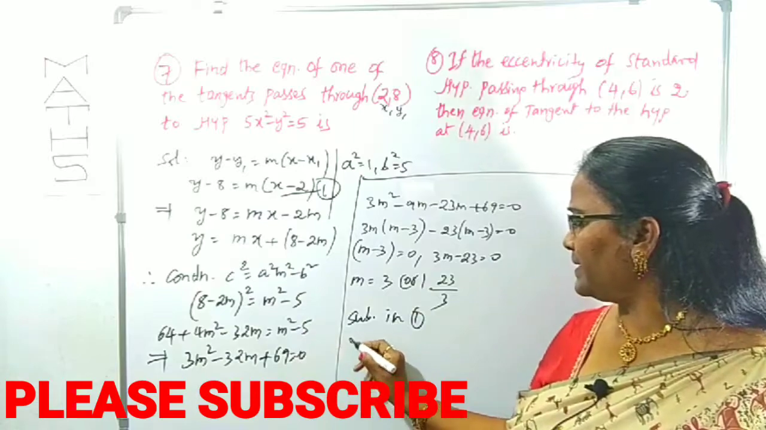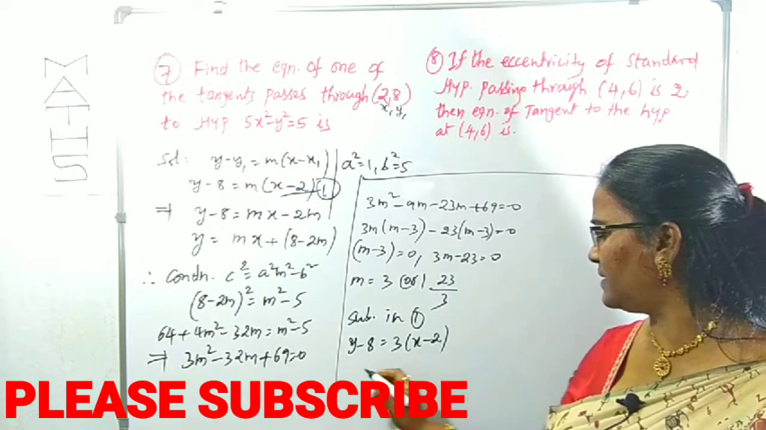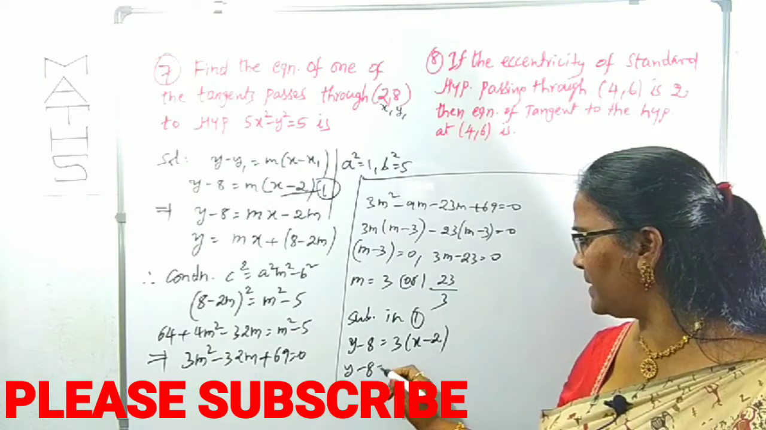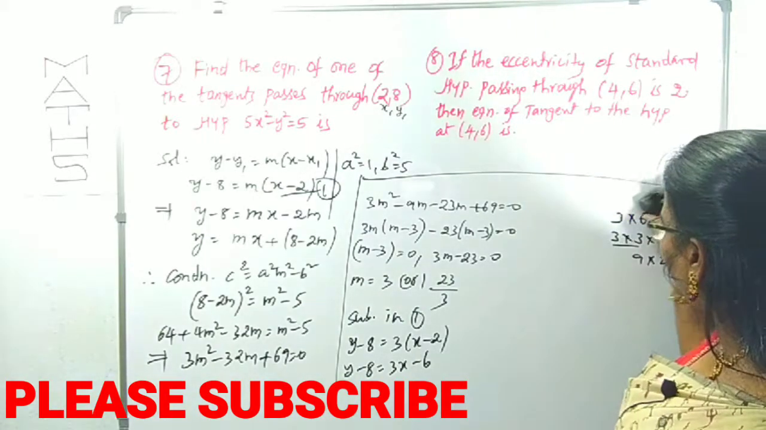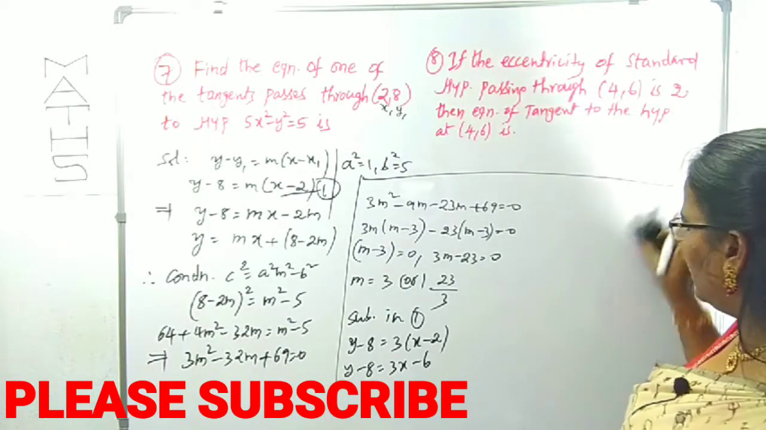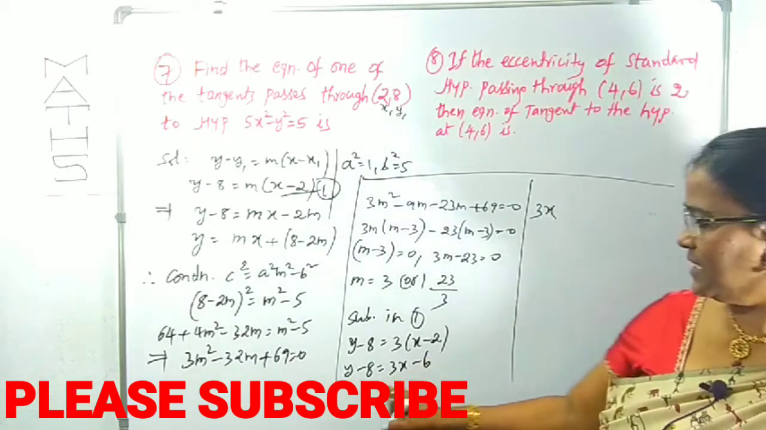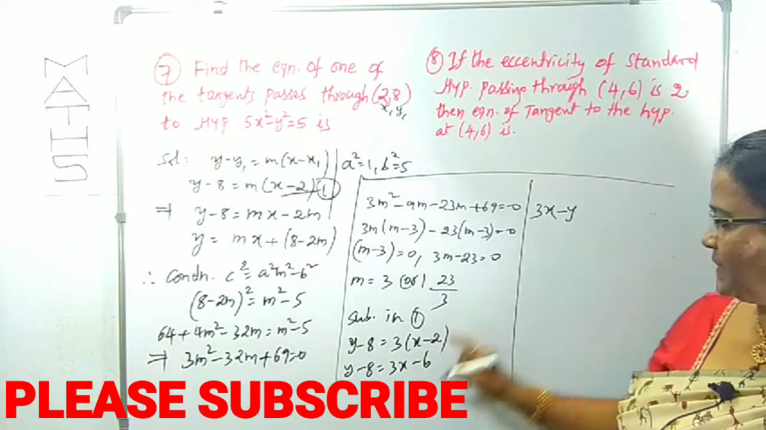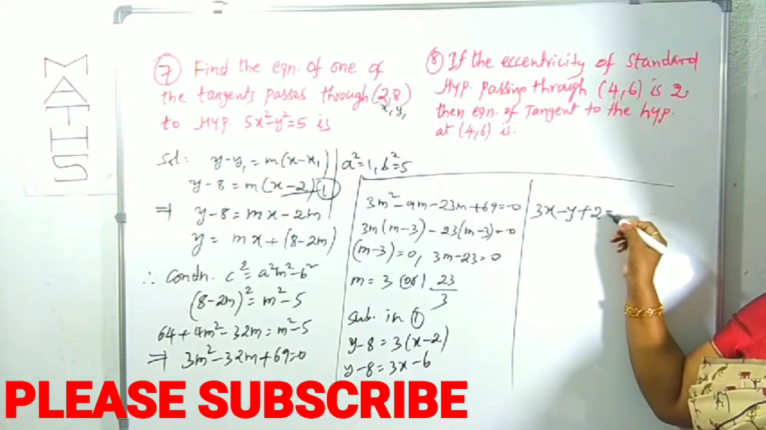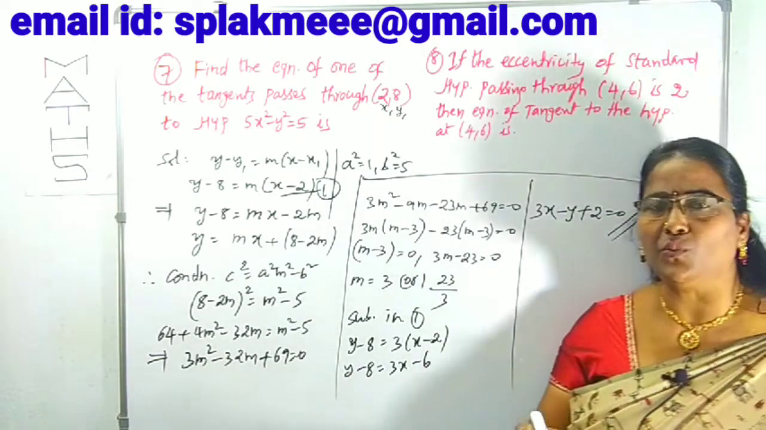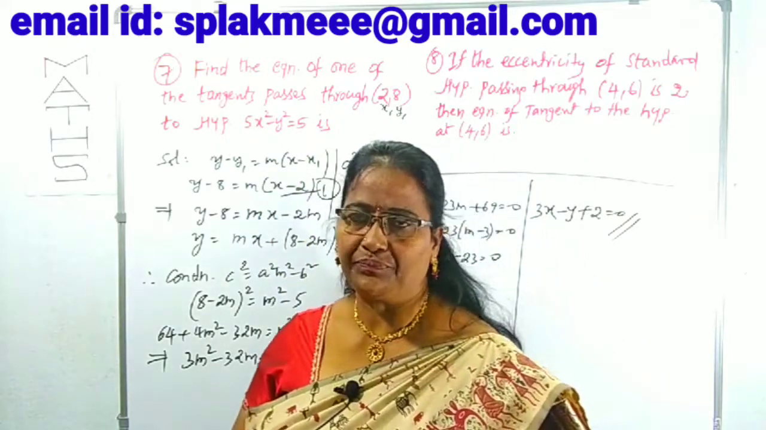That is, y minus 8 is equal to 3 times (x minus 2). Clear? We can rewrite this as y minus 8 equals 3x minus 6. And next, it will be again 3x, y becomes minus y, minus 6 plus 8. Minus 6 plus 8 is plus 2, equals 0. This is our required tangent, which is passing through the point (2, 3).